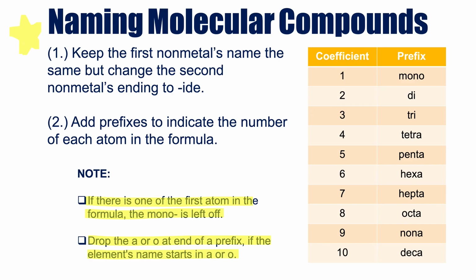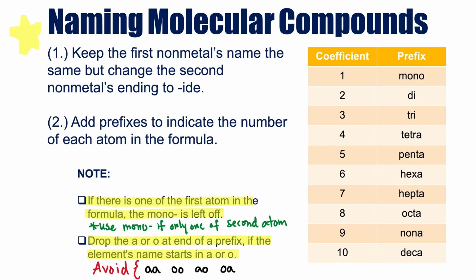When adding prefixes, there's two special little rules that you need to make sure to follow. First, if there's one of the first atom in the formula, you never put mono in front of it. But if there's only one of the second atom in the formula, you need to make sure to still include the mono in front of it. The other thing is, if the prefix ends in an A or an O and the element's name starts with an A or an O, you drop the A or the O at the end of the prefix. What we're trying to avoid is two A's being next to each other, two O's, an A and an O, and so on. So just make sure to follow that other special rule as well.